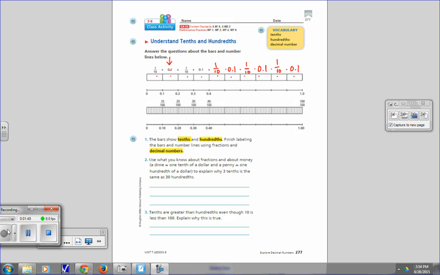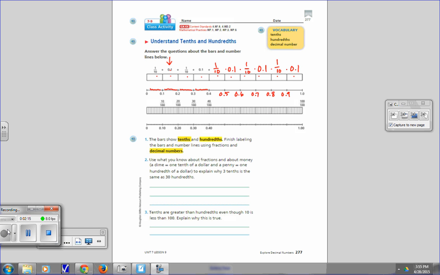Here on this number line, we are labeling each part now. So this is 1/10, this is 2/10, this is 3/10, this is 4/10. So what's this going to be? You should be writing this on your paper with me. 6/10, 7/10, 8/10, 9/10.